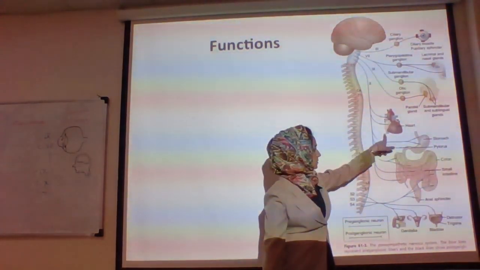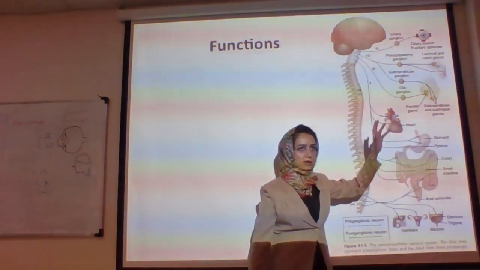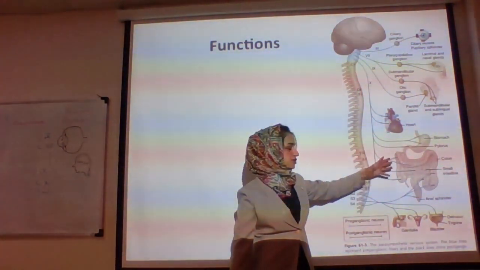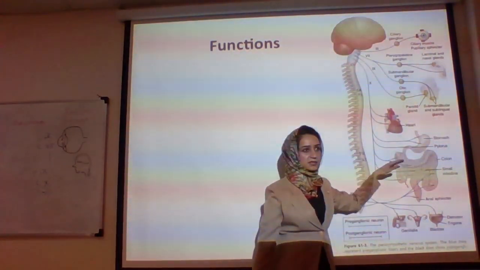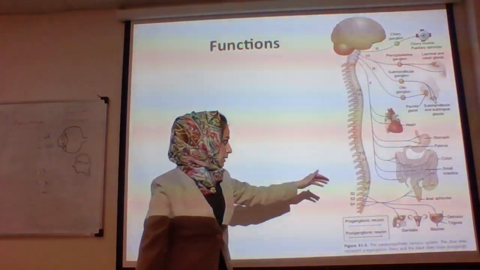So it supplies the heart and also supplies the gastric gland, the smooth muscle, the GIT, including the first half of the colon intestine.